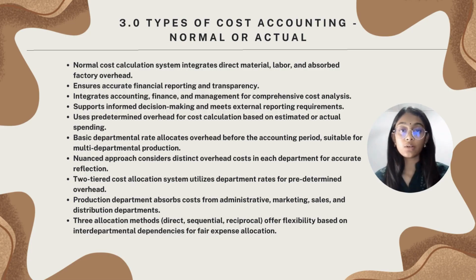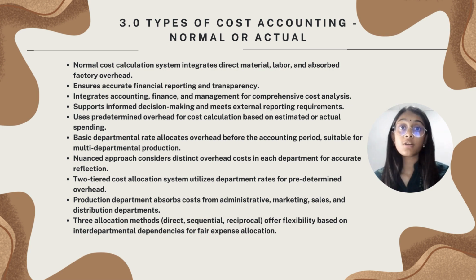Of cost accounting, normal or actual. The Munchy's Food Industry Syllabus uses a normal cost calculation system for accurate financial reporting. The company integrates accounting, finance, and management to analyze various costs. Normal cost calculation involves tracking direct material and labor costs along with absorbed overhead. The basic department rate is employed, with predetermined overhead allocation in the multi-departmental production process.